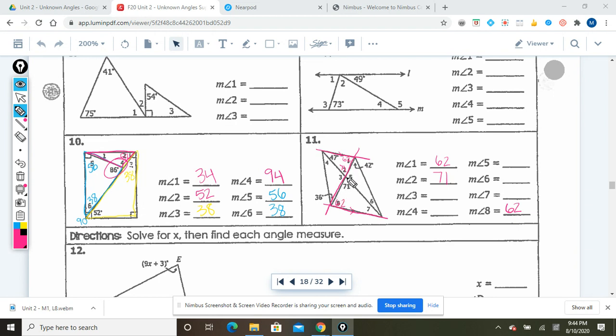3 and 5 I can find by linear pairs because I know 5 and 71 or 3 and 71 have to add to 180. So I get 109 for 3 and 5. Then I know everybody in this triangle to the left is going to add up to 180. So 180 minus 36 minus 109 gives me 35 for angle 4.